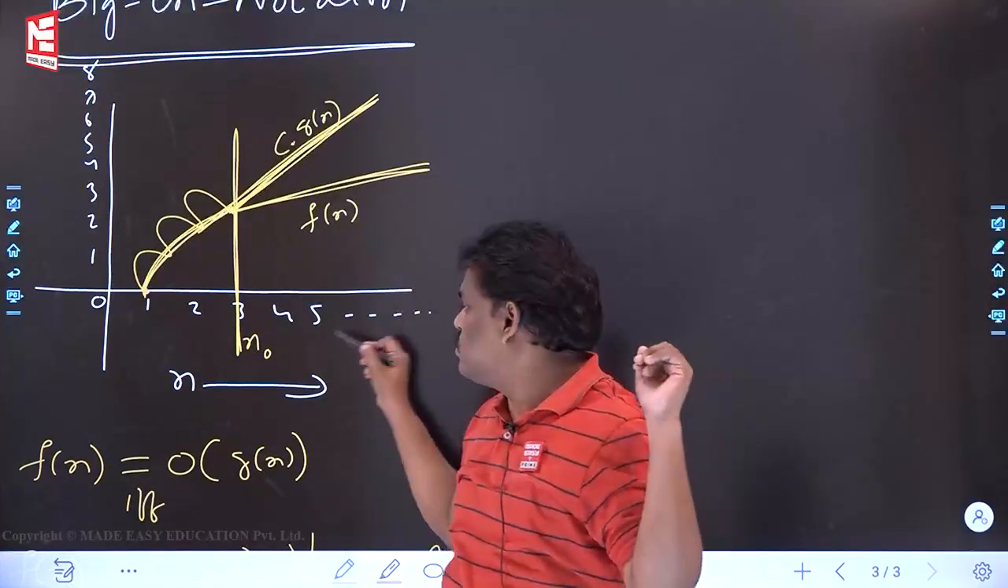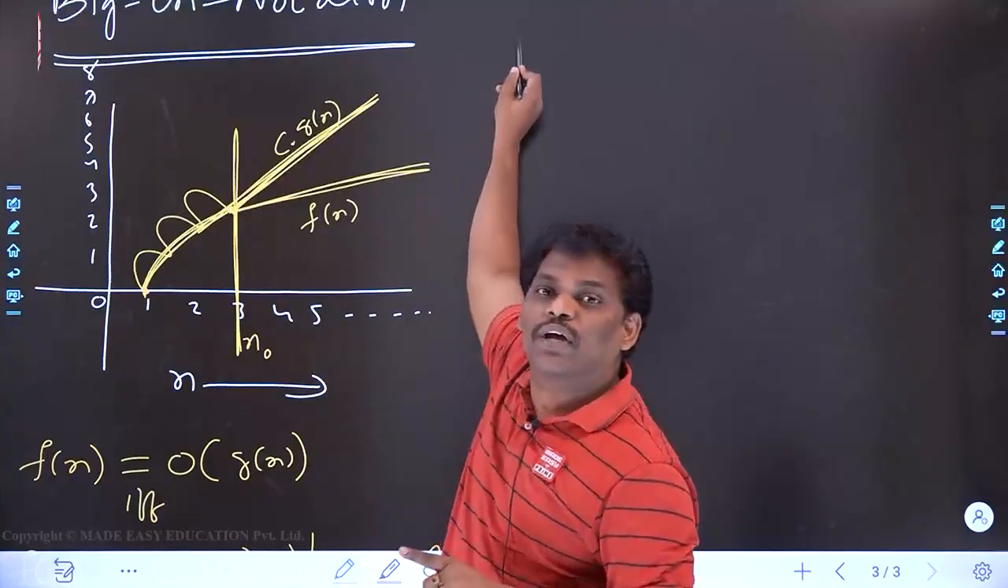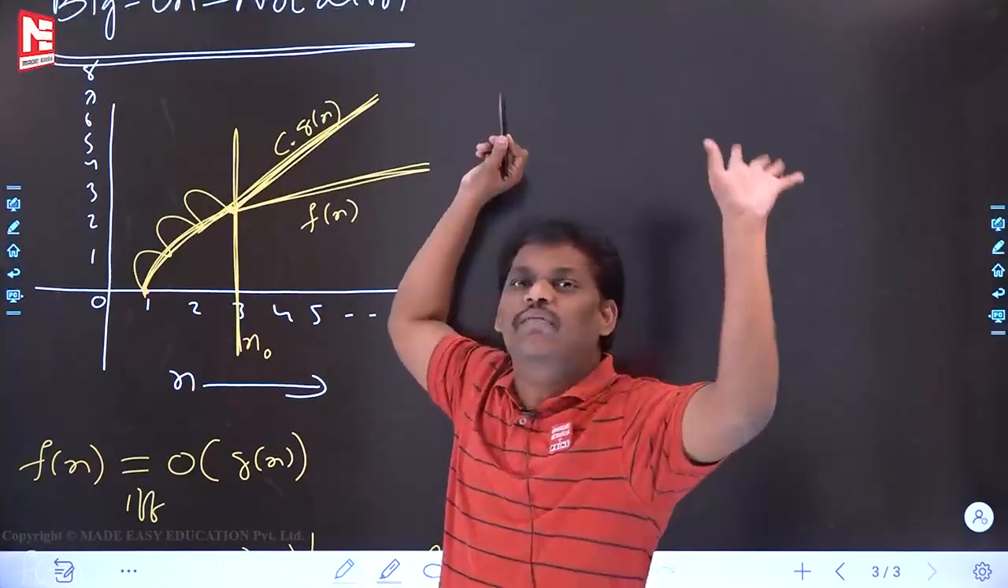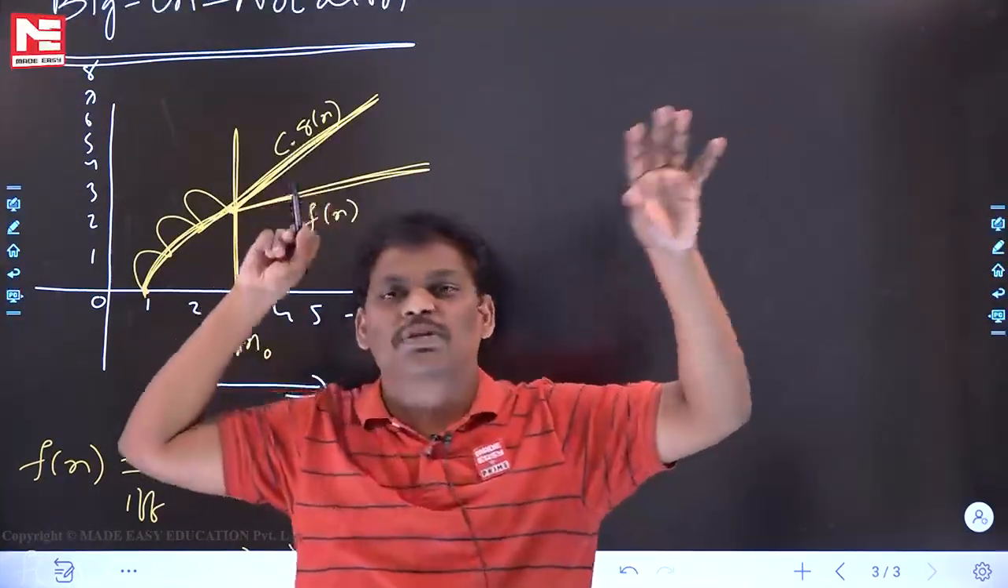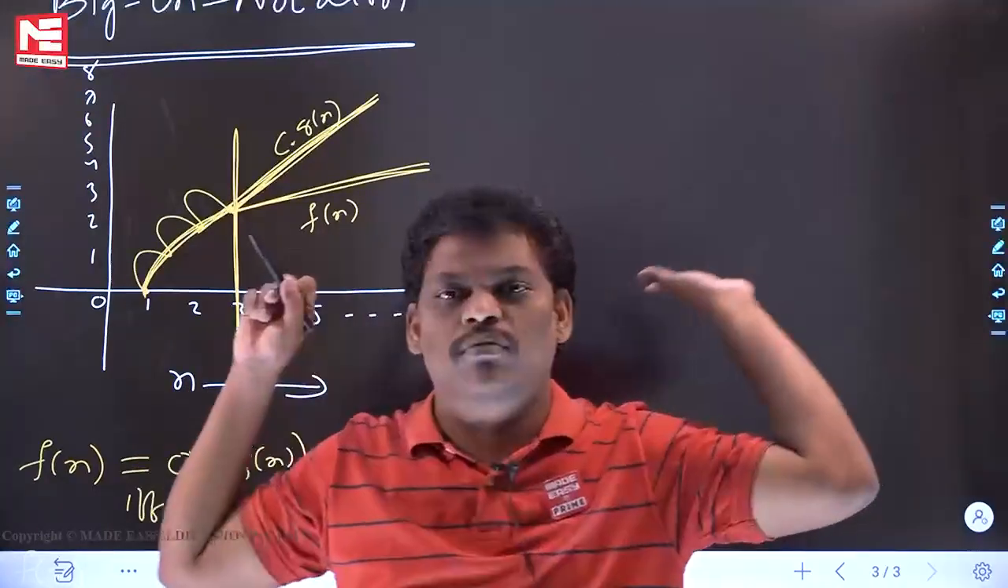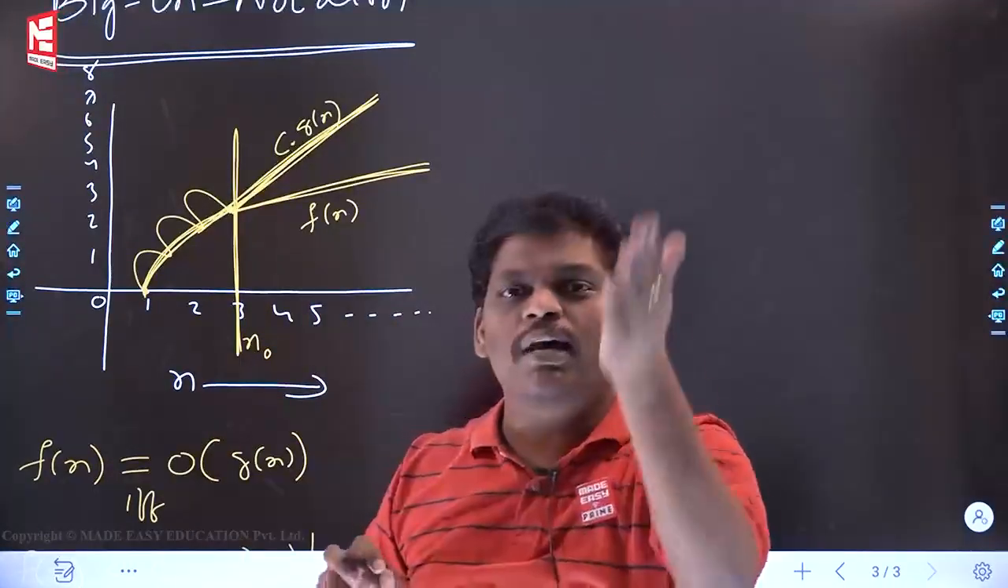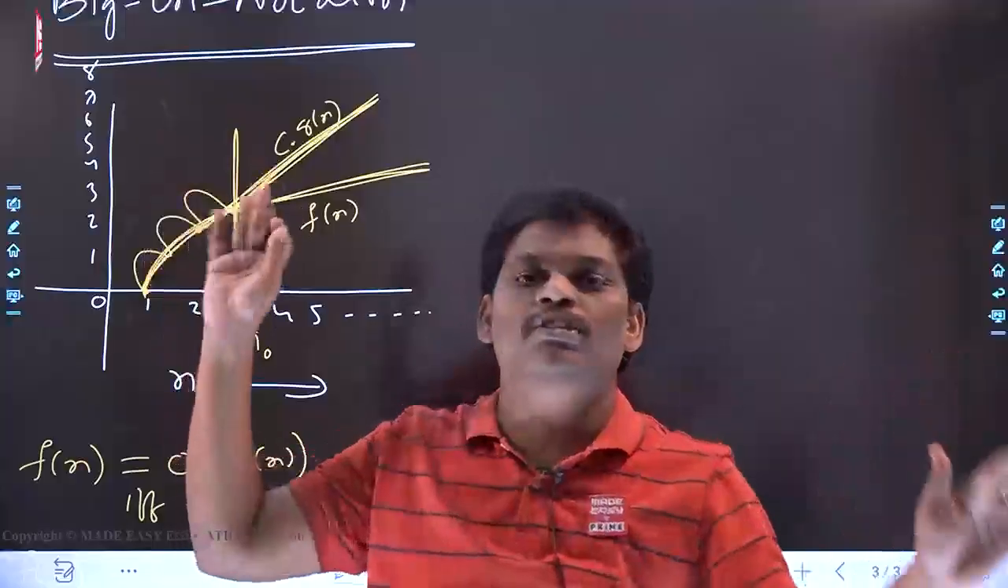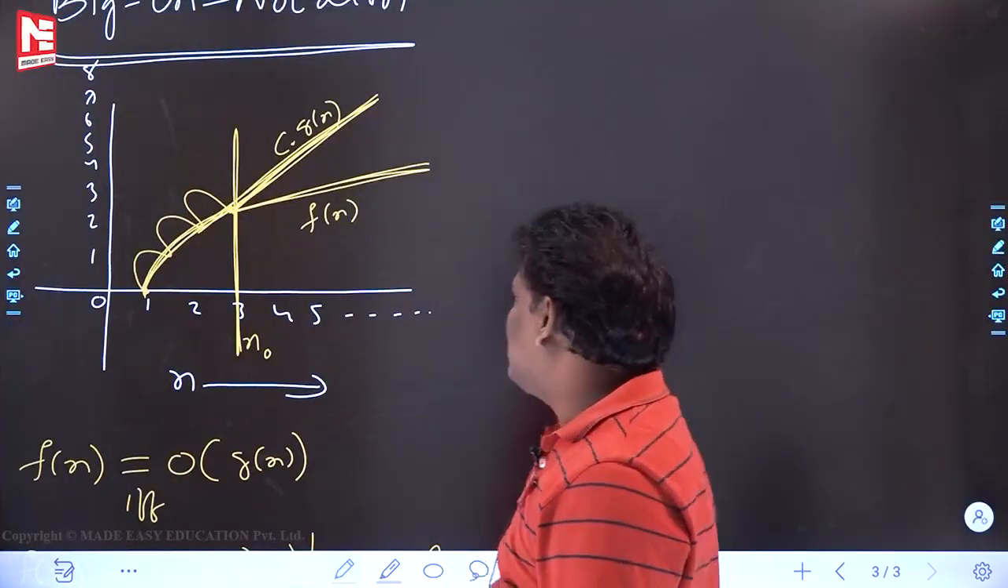From which point onwards? From n0 onwards, until infinity, until a large n value. Infinity is nothing but a very large value, right? Please be careful. From this point onwards, I am able to see clearly what the relation between them is. This is called big O.